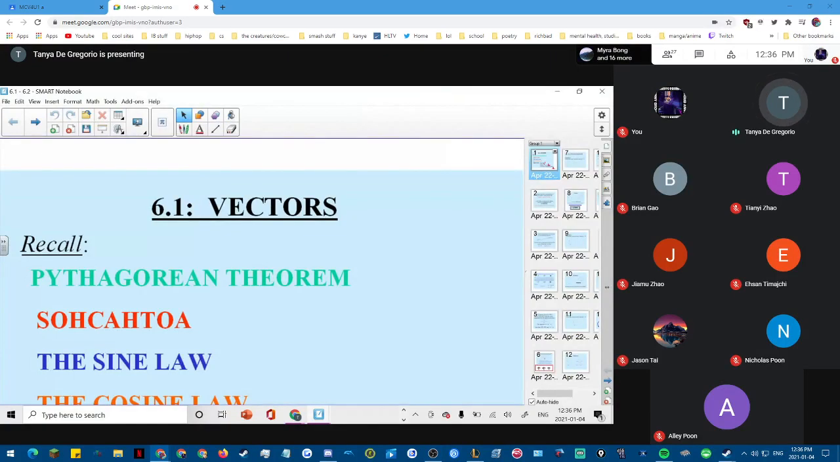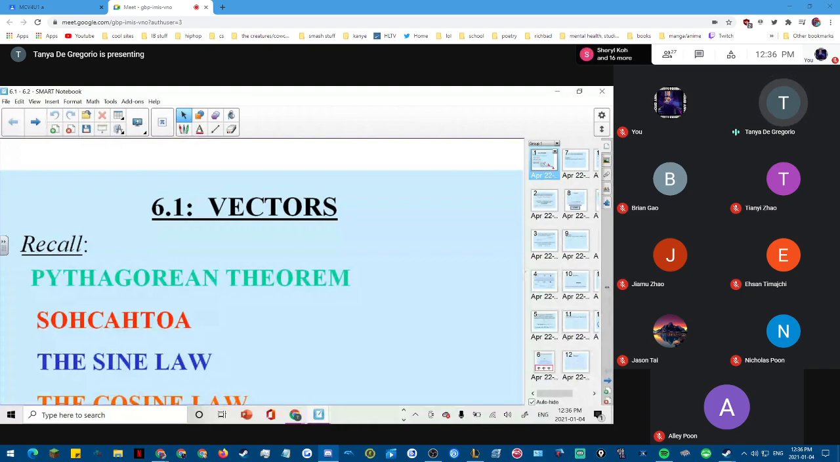Vectors. Those of you who have taken physics already know what a vector is, and you have a good idea of what we're going to be doing. When we do the math portion of it, it is a little bit different. It's very simple math, and we don't get too involved in the physics, but there are a couple of concepts that are physics-based, and we'll talk about them when we get there.